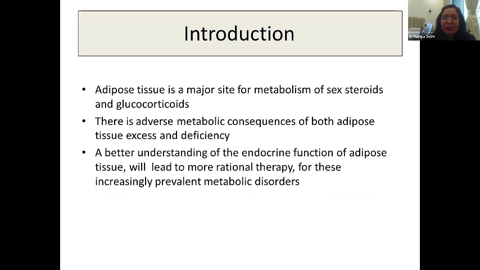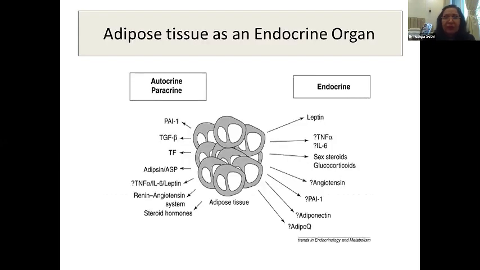There are adverse metabolic consequences of both adipose tissue excess and deficiency. So friends, remember that it is not only the excess of adipose tissue which is bad, there is also the deficiency which is bad. A better understanding of the endocrine function of adipose tissue will lead to more rational therapy for those increasingly prevalent metabolic disorders which are so rampant in our society now.